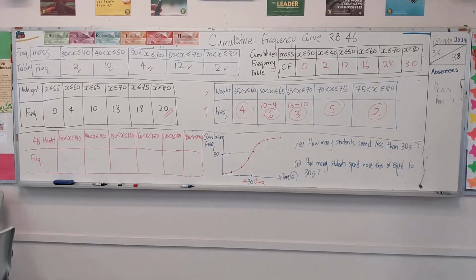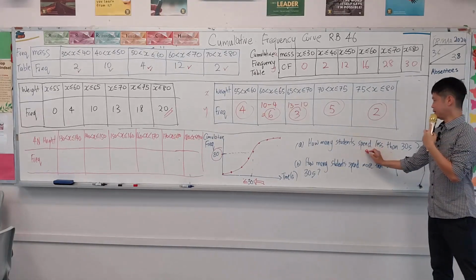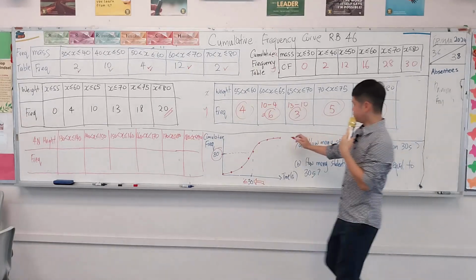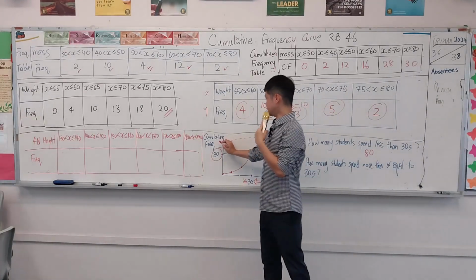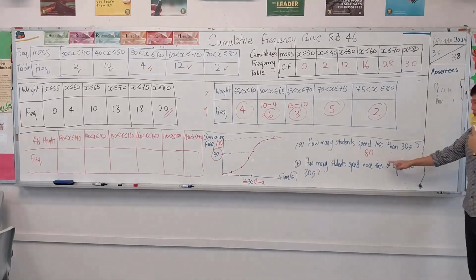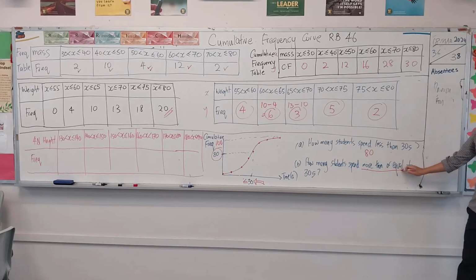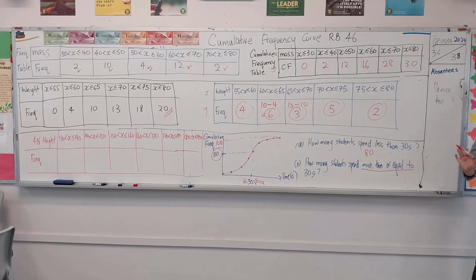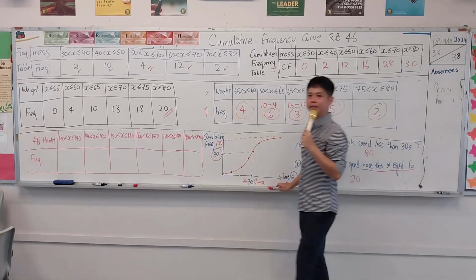Answer this question. How many students spend less than 30 seconds? Okay, answer is 80, right? Now, if the last value here is 100, that means in total there's 100 students, right? How many students spend more than or equals to 30? I got 100 students, 80 of them is less than 30 seconds. How many of them more than 30 seconds? Answer is 20.